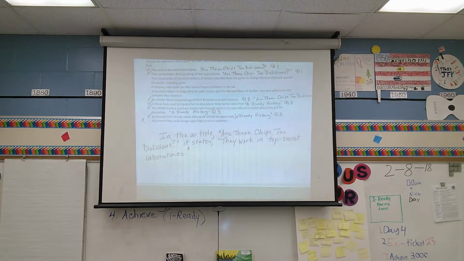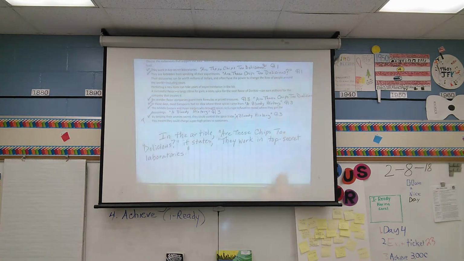Did anybody write their statement in a different way? Ahmed? Okay, so Ahmed said, in the article, it states, open the quotes, they are forbidden from speaking of their experiments, period, close the quotes. Okay, anybody write it in a different way? Pablo? In paragraph 1, it states they are forbidden from speaking of their experiments. Okay, in paragraph 1, it states, open the quotes, they are forbidden from speaking of their experiments, period, close the quotes. Okay? Three different ways in which you can cite the text evidence and quote it. Is this getting a little bit easier? Okay? Let's practice another one.